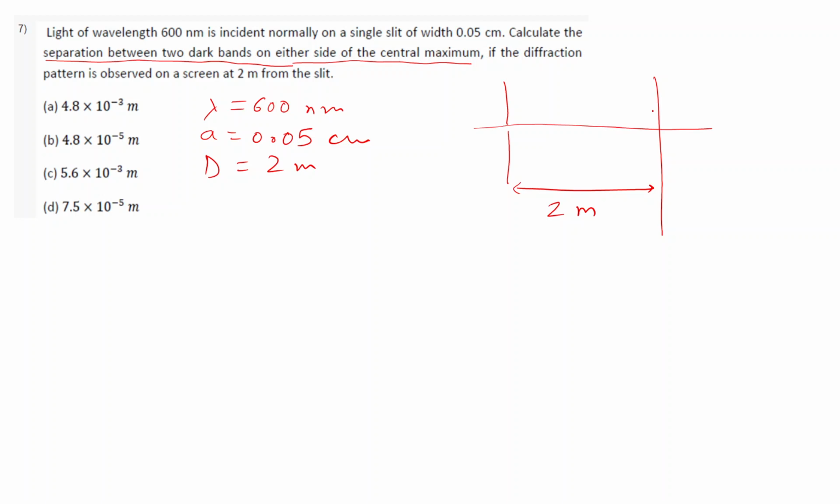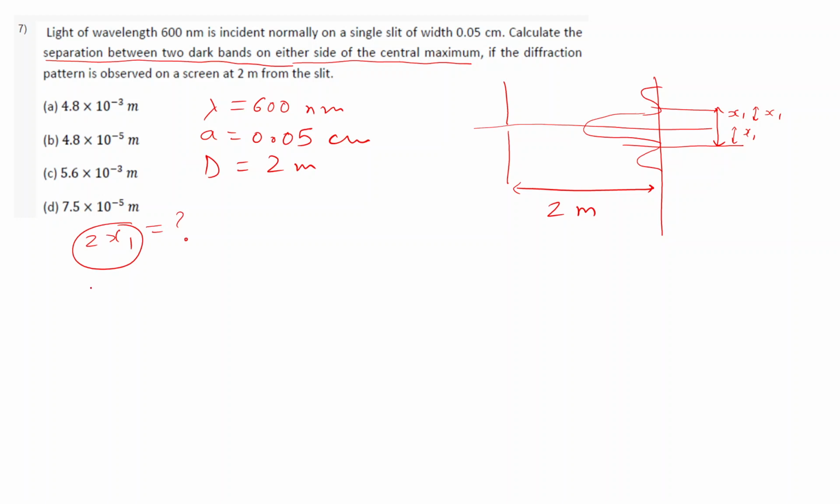At the center, I will be getting a central maximum, and then I will get first order minimum, and I have to find out the distance between the first order minimum on both sides. So from the center we calculate, if we take this as x1 and this will also be x1. So basically I have to find out 2x1, the separation between two dark bands on either side of central maximum. This is clear now. So this is what I need to find out.